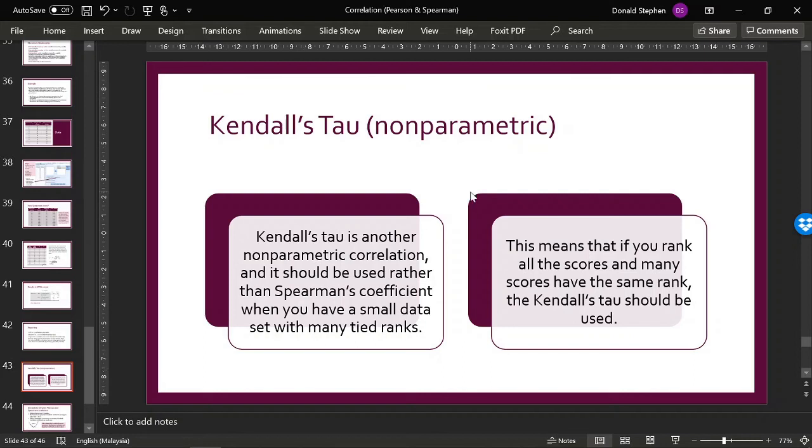So what are tied ranks? Well, when you rank the score, like what we did just now, and then you have so many scores that have the same rank. Meaning to say, you have the same values. The same value meaning to say same rank, isn't it? So if you have a lot of this same rank, then Kendall Tau should be used. So if not, then you just use Spearman.